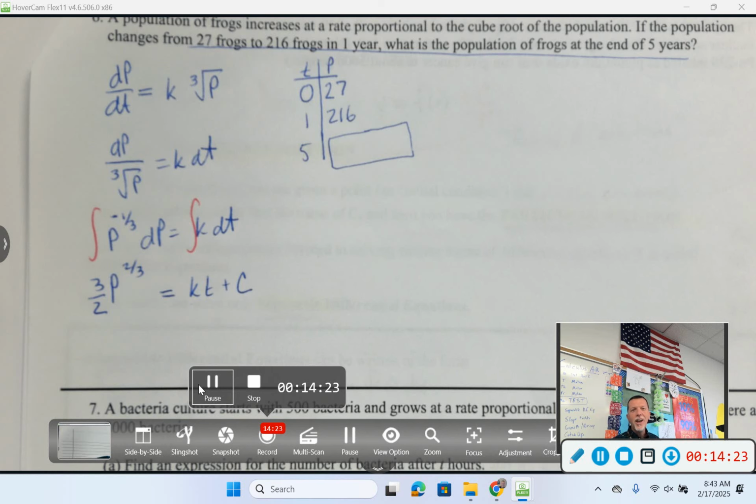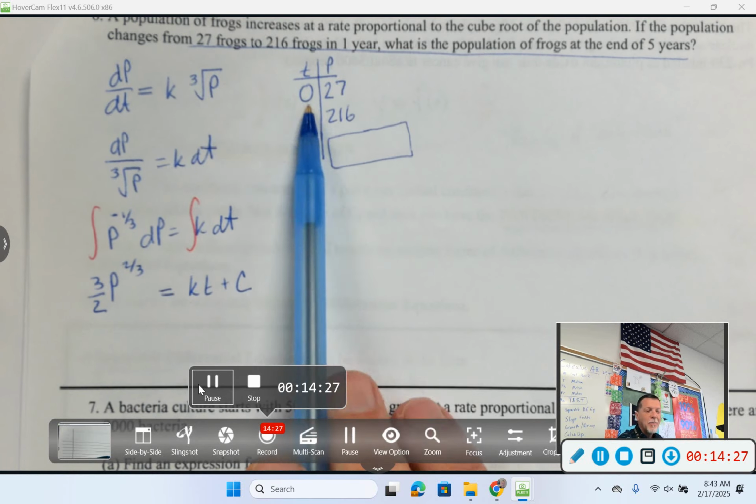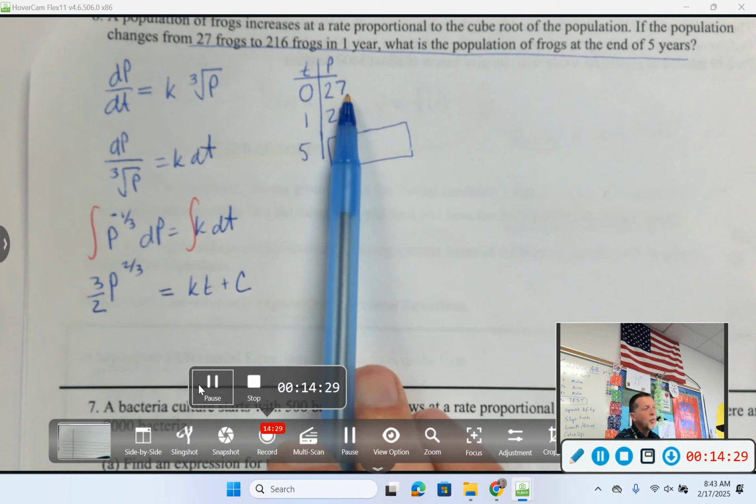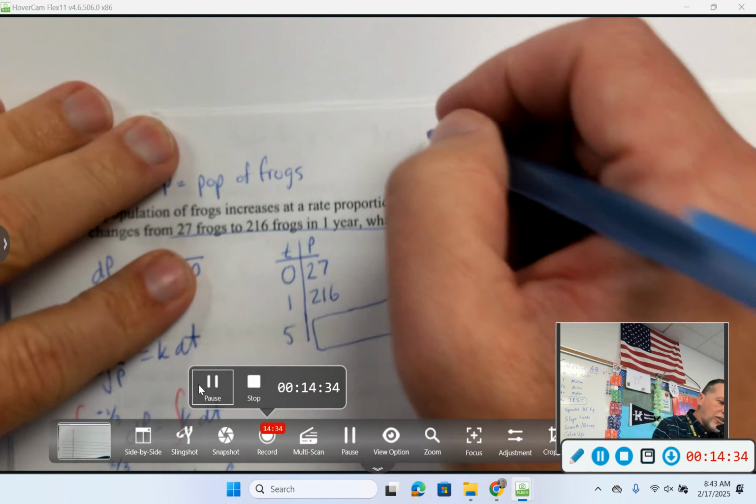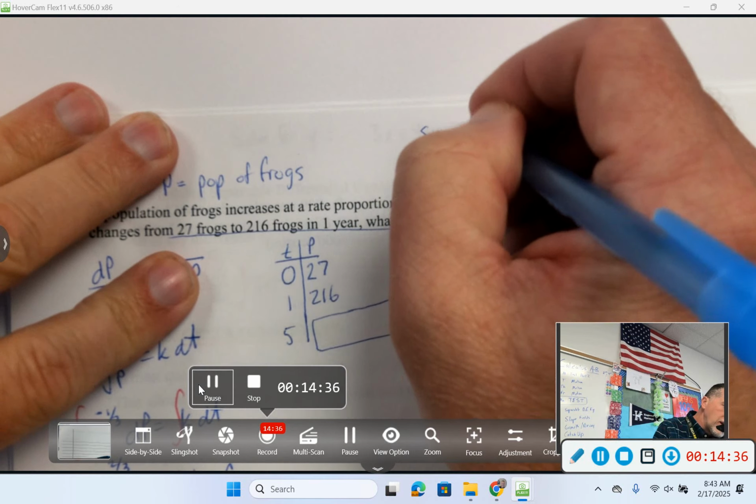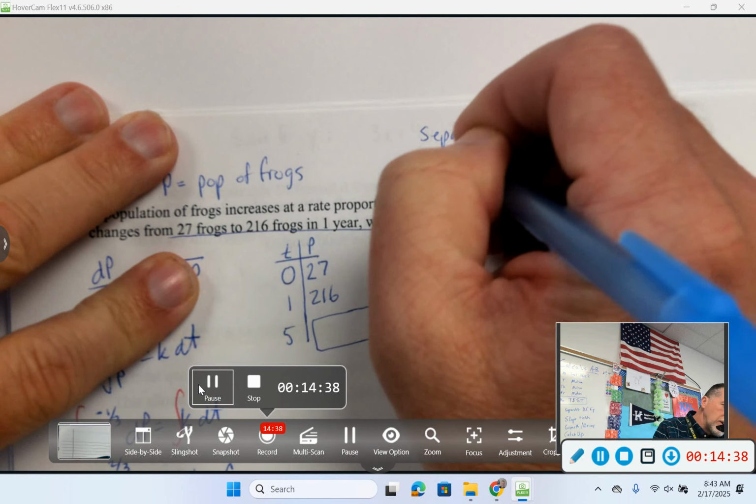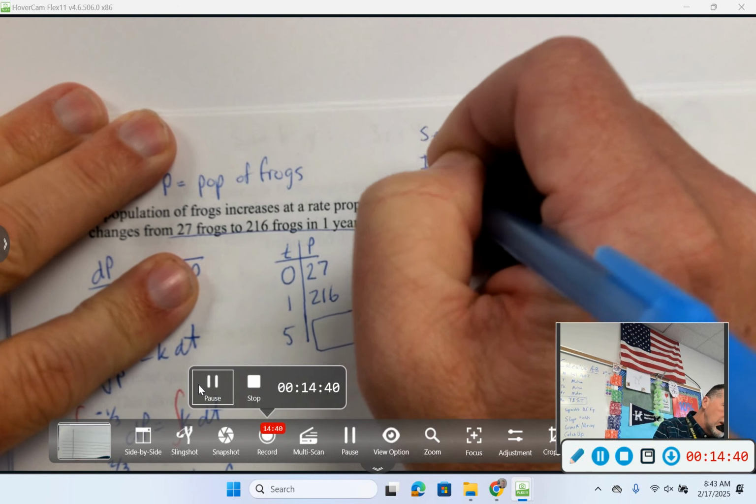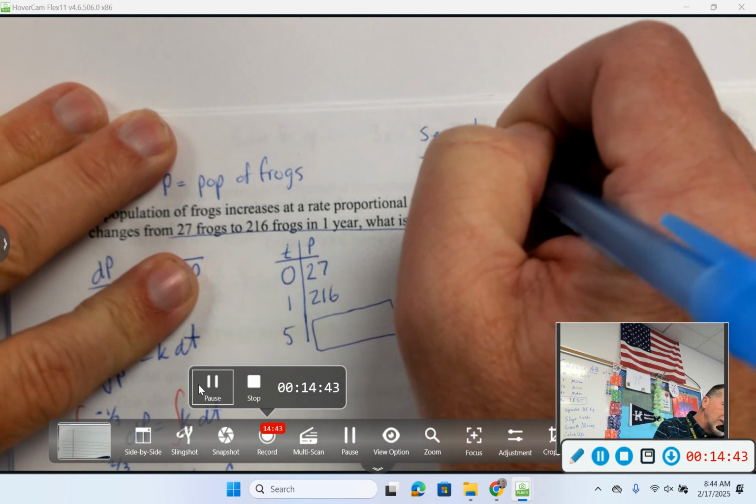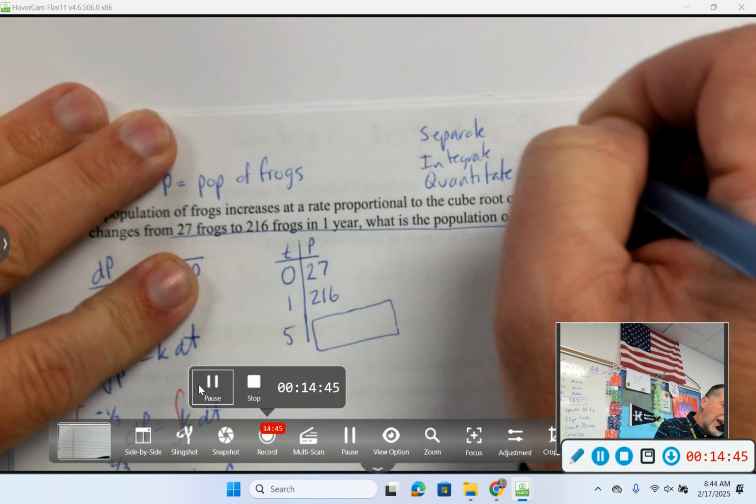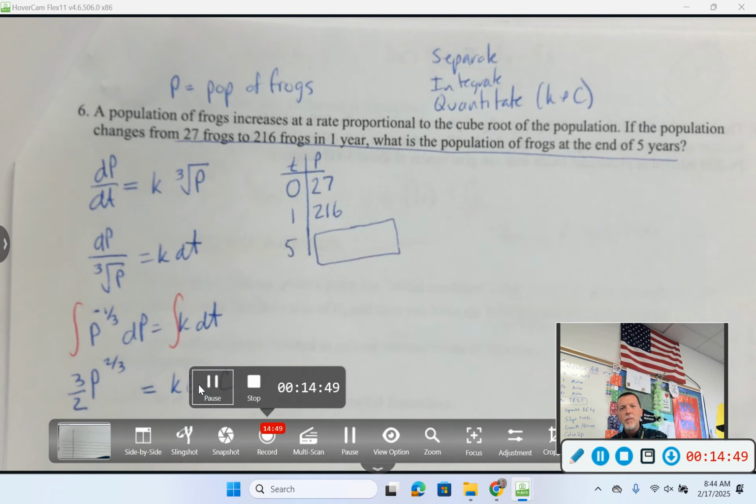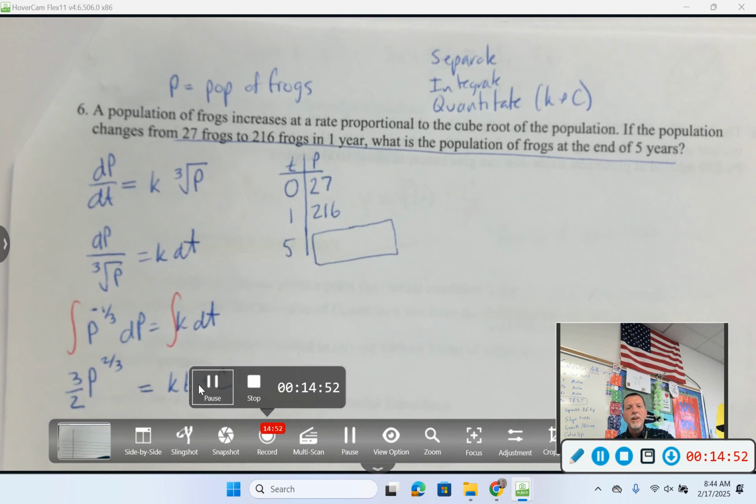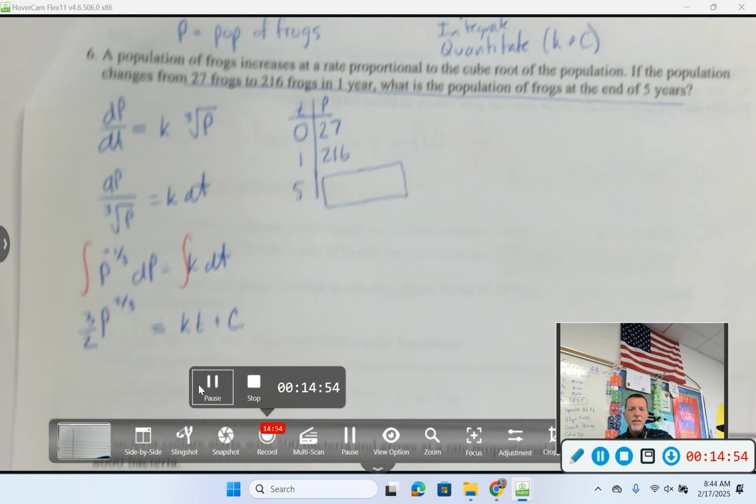Why is that going to be okay that there's two unknowns? They gave me 2 points. So hopefully 1 point will lead to k and the other point will lead to c. And so this actually fits well with separate, integrate. We did both of those. And now when we say quantitate, we got k and c to figure out. So that little method works even for multiple variables thrown in here. Separate, integrate, quantitate.